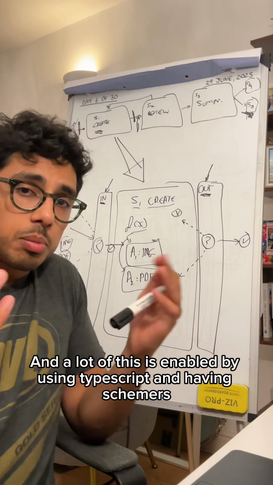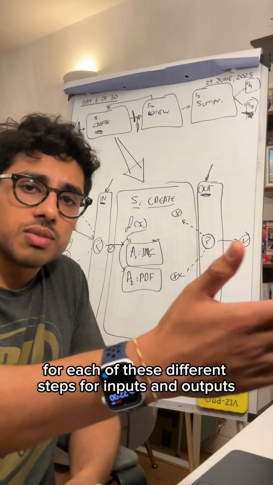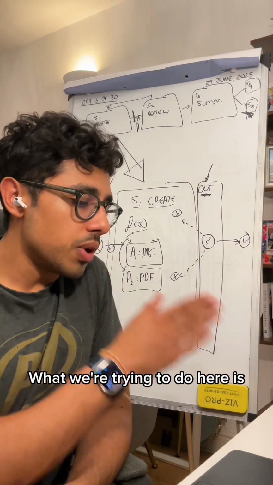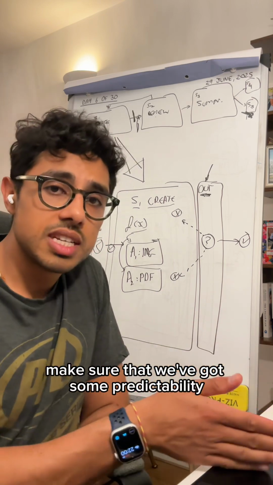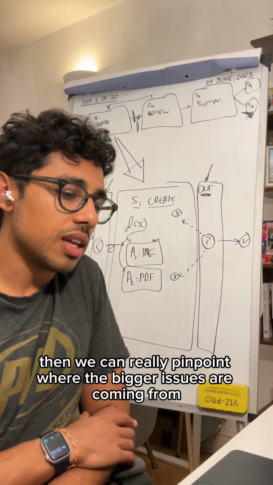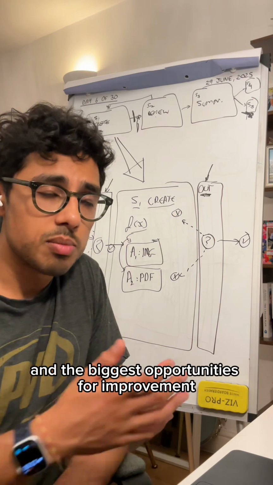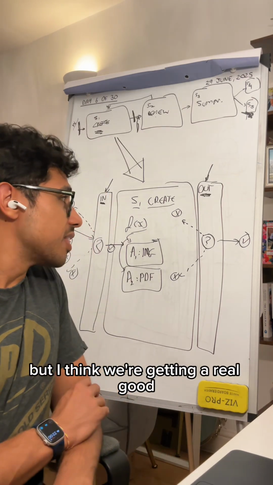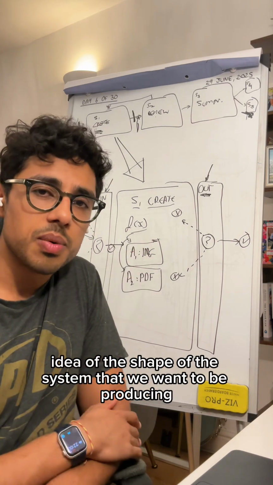A lot of this is enabled by using TypeScript and having schemas for each of these different steps for inputs and outputs, but that's really an implementation detail. What we're trying to do here is make sure that we've got some predictability on the different steps in the process, so then we can really pinpoint where the bigger issues are coming from and the biggest opportunities for improvement. A bit more work for me to do on this part here, but I think we're getting a real good idea of the shape of the system that we want to be producing.